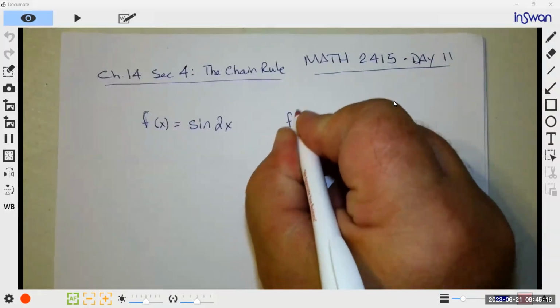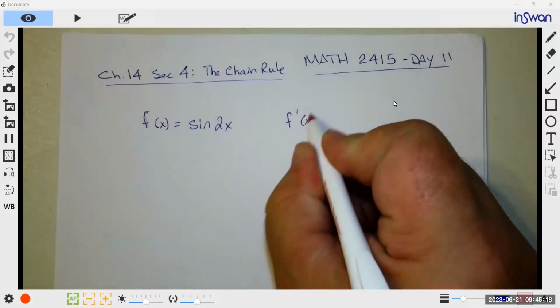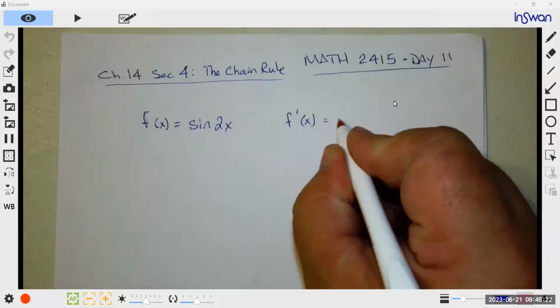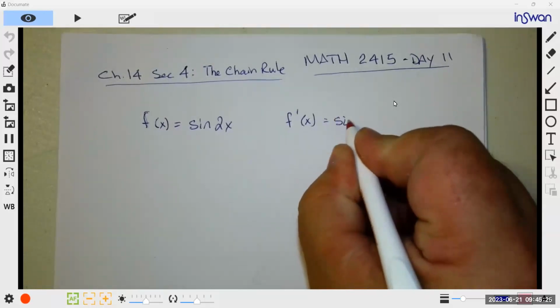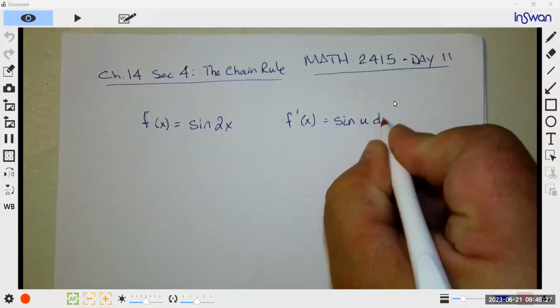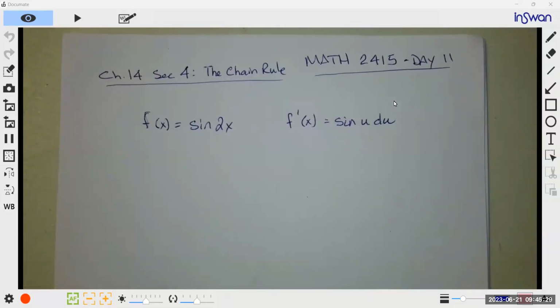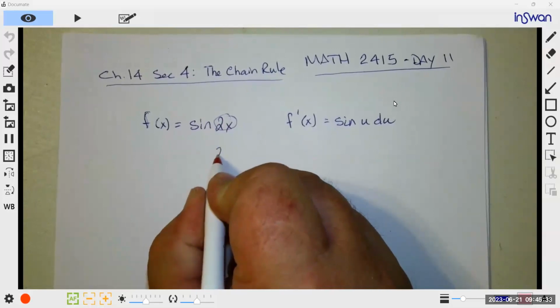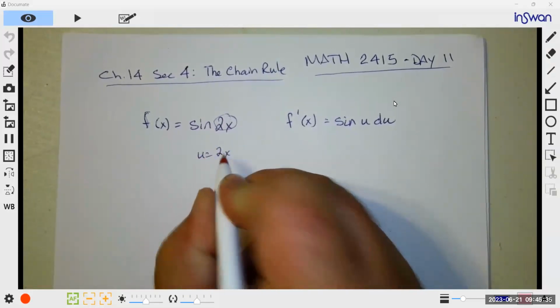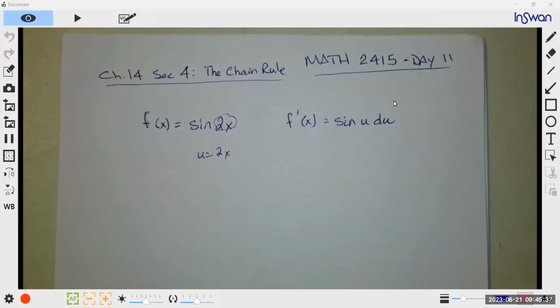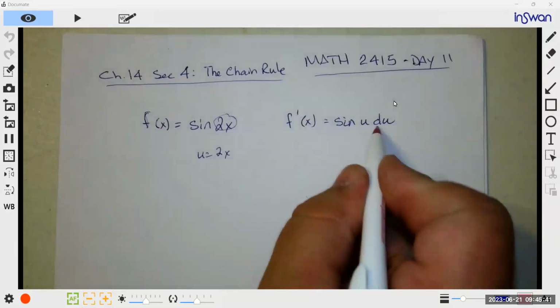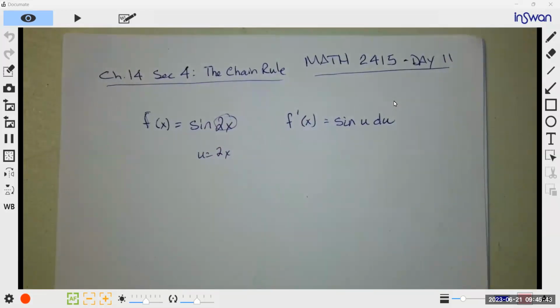If we're going to find the derivative of this function, what we're really finding is sine u du. And in this case, u equals 2x. So what we're doing here is we have a function within a function, and that's exactly what the chain rule builds off of.